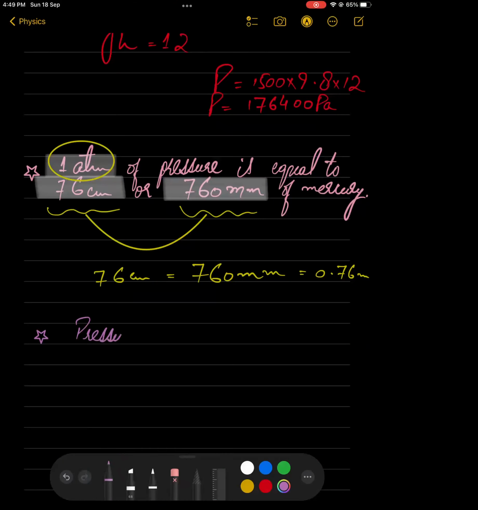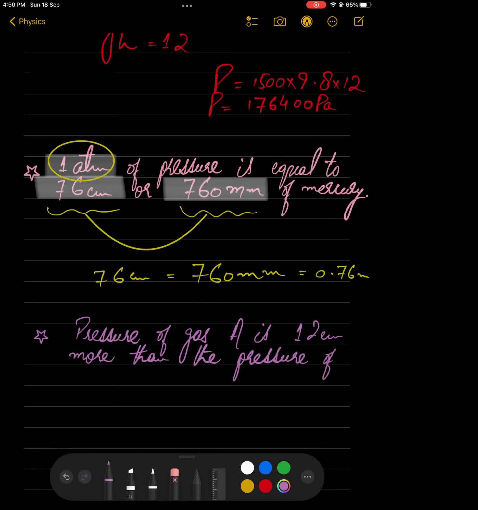So we will say that pressure of gas A is 12 centimeter more than the pressure of gas B. Now the point here is कि हमने ऐसे क्यों लिखा है? Why are we writing it like this?